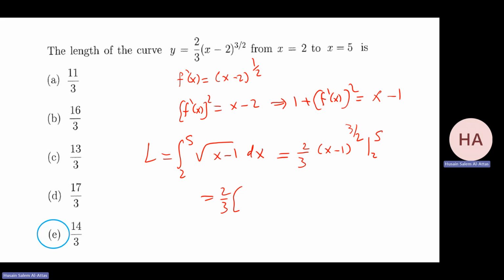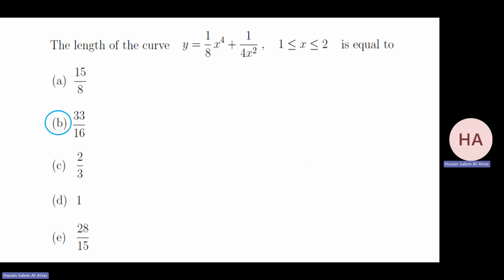Yeah. So that gives me what? 5 minus 1, 4, square root, that will be 8. 8? Yeah, that will be 8. So that will be 14 over 3. Yeah, any mistakes? Okay. They do a good number of questions. Yeah.